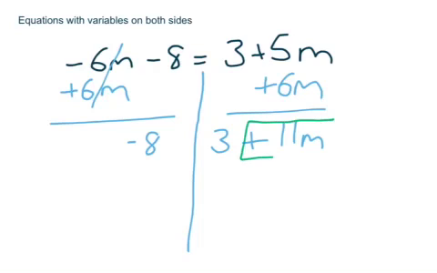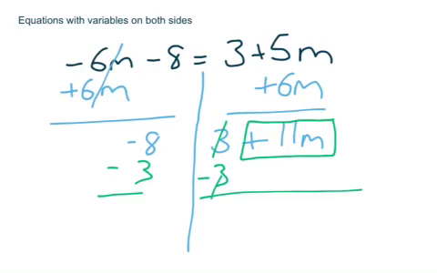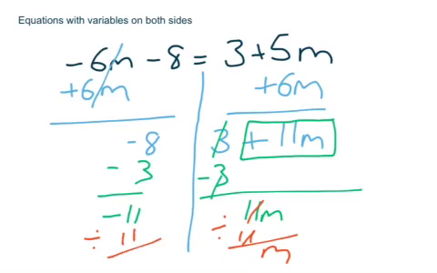Put a box around my positive 11m plus 11m. I'm going to do the inverse of this positive 3. I'm going to subtract 3 from both sides. That's going to cancel. I'm going to be left with an 11m on this side. Negative 8 minus 3 is negative 11. And then I'm going to get rid of my coefficient. I'm going to divide by 11. I'm going to be left with an m. These will cancel. I'm going to divide by 11 and be left with negative 1. So m is equal to negative 1.